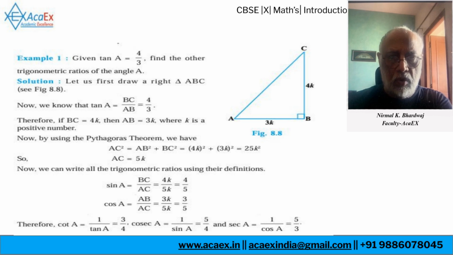Sin A equals 4k divided by 5k equals 4/5. Cos A equals 3k divided by 5k equals 3/5. Cosec A equals 1 divided by sin A equals 5/4. Sec A equals 1 divided by cos A equals 5/3. Cot A equals 1 divided by tan A equals 3/4.